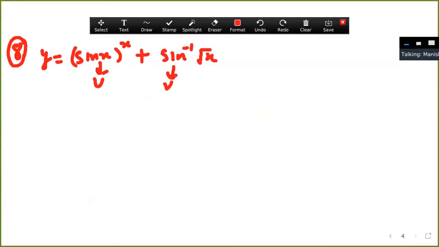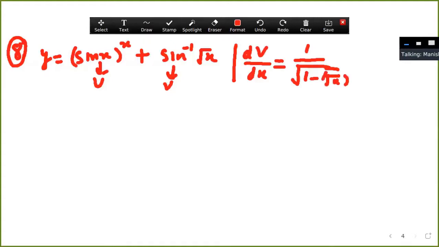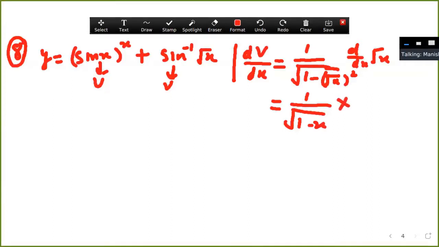You can differentiate this v very easily. dv upon dx is what? The sine inverse root x. It means what? What is the formula to get? 1 upon under the root 1 minus x square. X is what? Root x. Again chain rule is there, root x square and d by dx of root x. What you will get here? 1 upon under the root 1 minus x into the derivative of root x, which is 1 upon 2 root x.